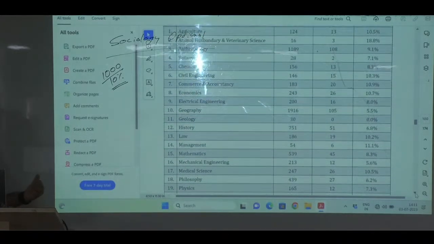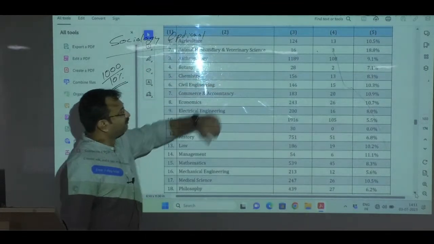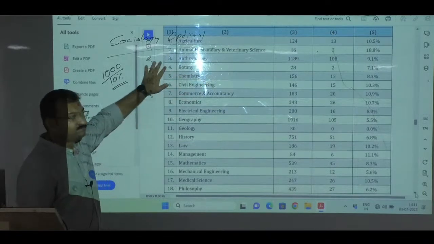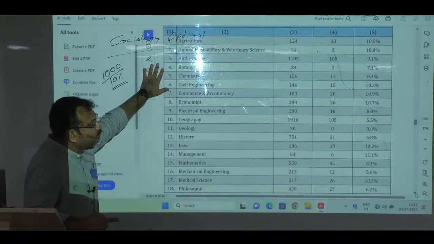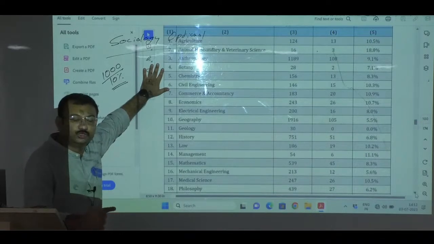From the very beginning. Agriculture, how many students? 124. Animal husbandry, how many students? 16. Can I consider these subjects? 3 out of 16. No, I can't. Those three candidates who secured the selection, I'm going to give the credit to those individual students, not to the subject.